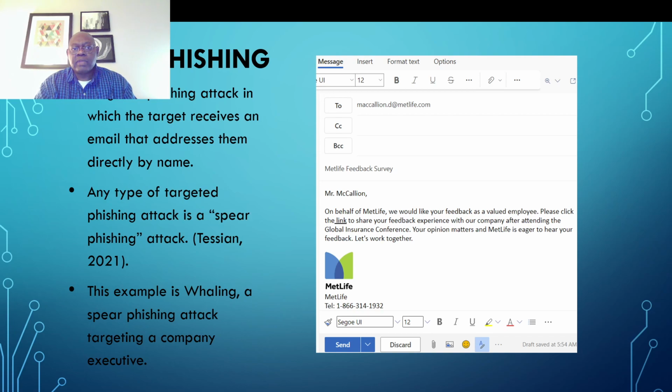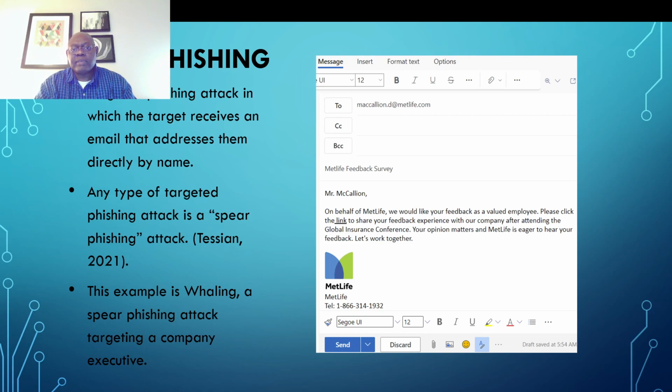A spear phishing attack is a targeted phishing attack in which the target receives an email that addresses them directly by name. Any type of targeted phishing attack is a spear phishing attack. This particular example is whaling, which is a spear phishing attack targeting a company executive.